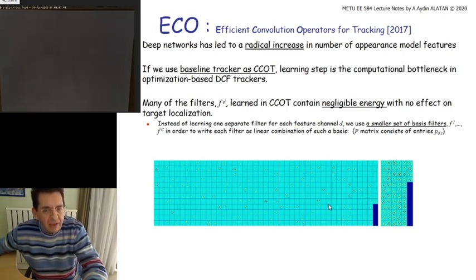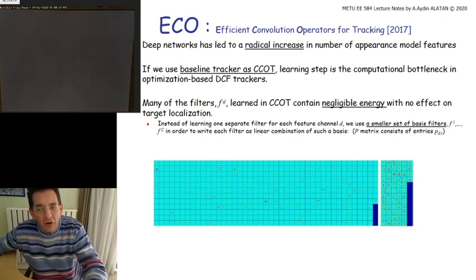Look at these filters, and most of them have negligible energy. Only a few of them have sufficient energy to make a discrimination for target localization. Most of these things are in a way useless, but for every such D, this is 1 to capital T, here capital D, we are trying to find the filter. All of them, we have one filter for each. This is somewhat useless.